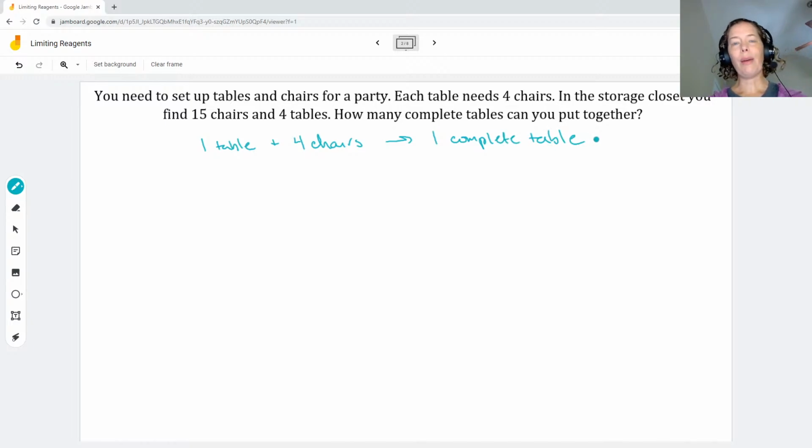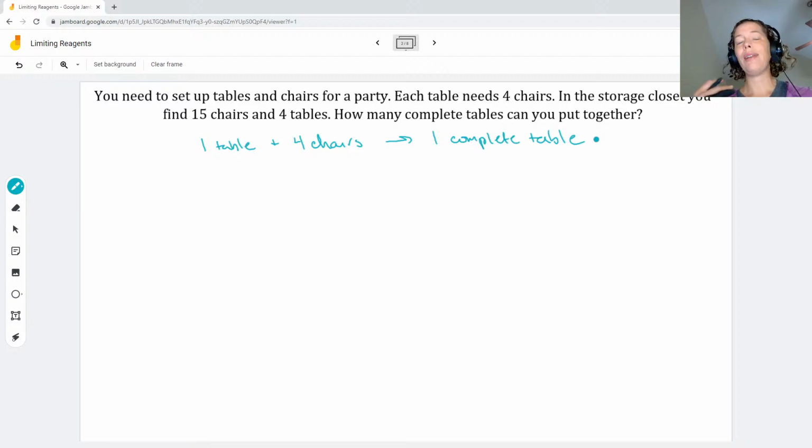Now, these numbers obviously are very simple. You have probably already calculated how many complete tables you can make. But what I want to show you is the technique that we are going to use for limiting reagents as we move forward with more chemistry-related problems. Okay, so here's my balanced chemical equation. I want to figure out which of my 2 reagents, either the tables or the chairs, are going to run out first, so that I can figure out how many complete tables I can make.